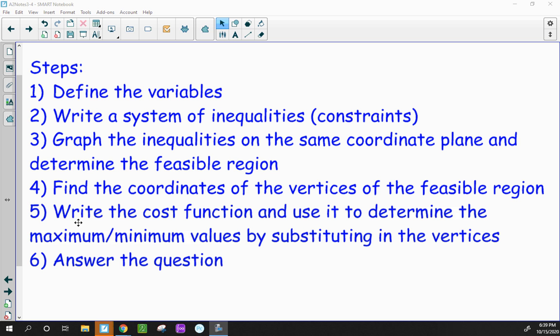Step 5, you're going to write the cost function, and that's always going to deal with money or profit. You're going to use that function that you come up with from the reading to determine the maximum or minimum value by substituting in the vertices. And then step 6, I need you to answer the question, of course, but make sure that you do so in a complete sentence.